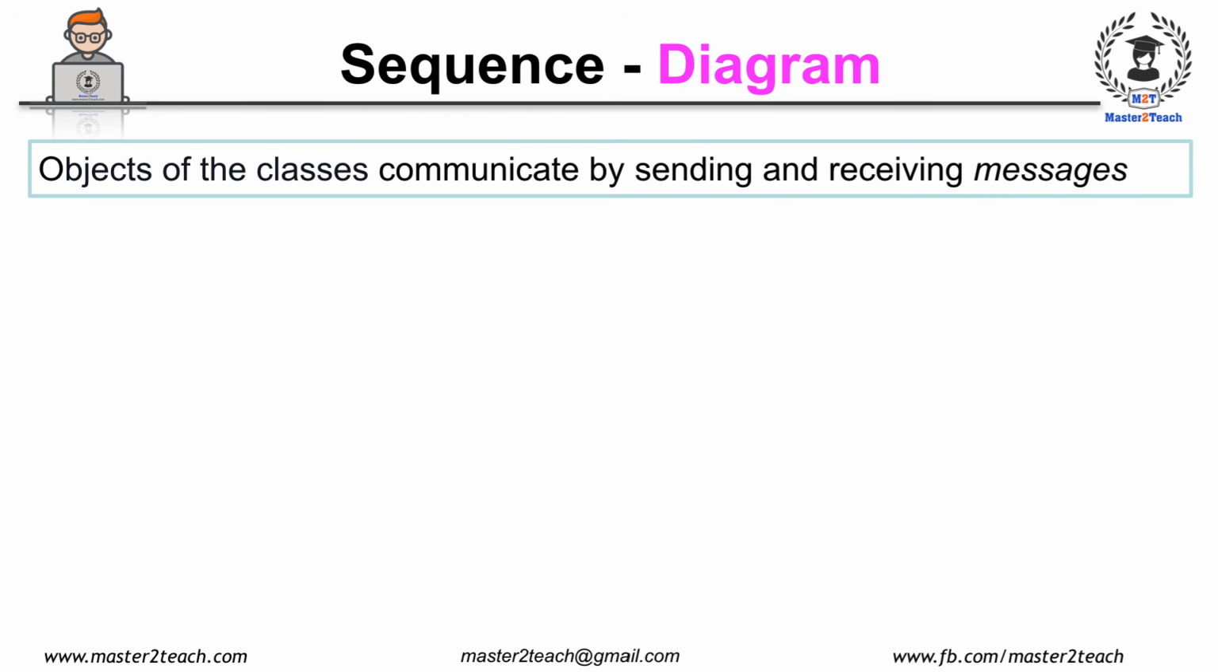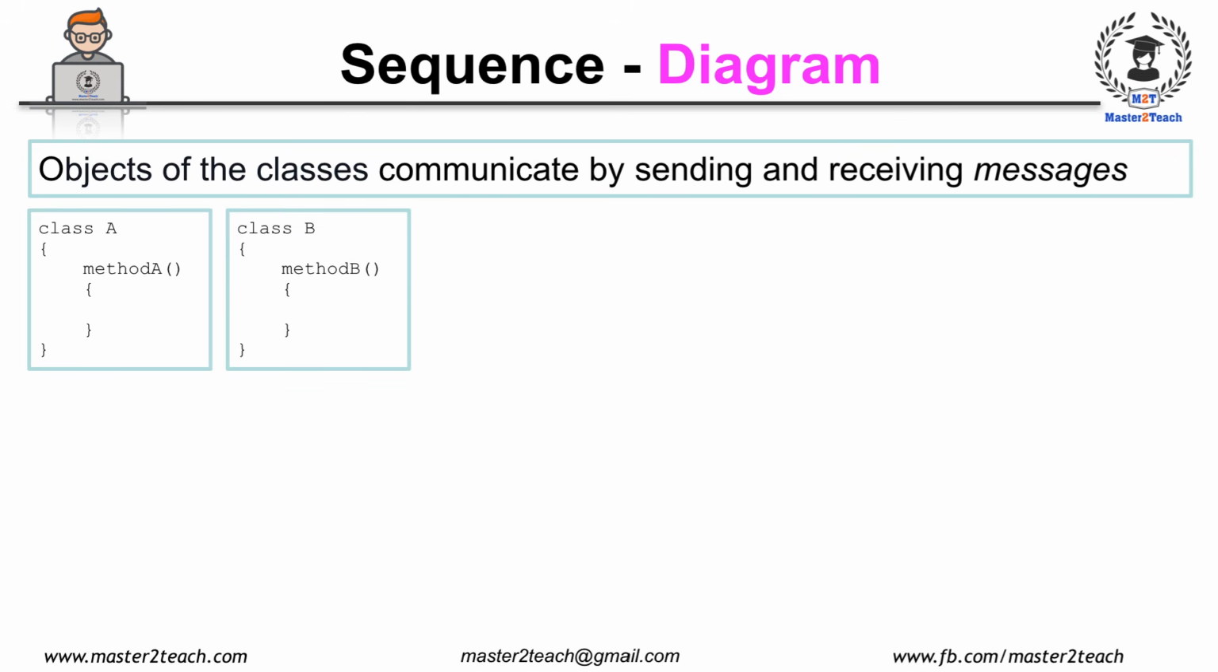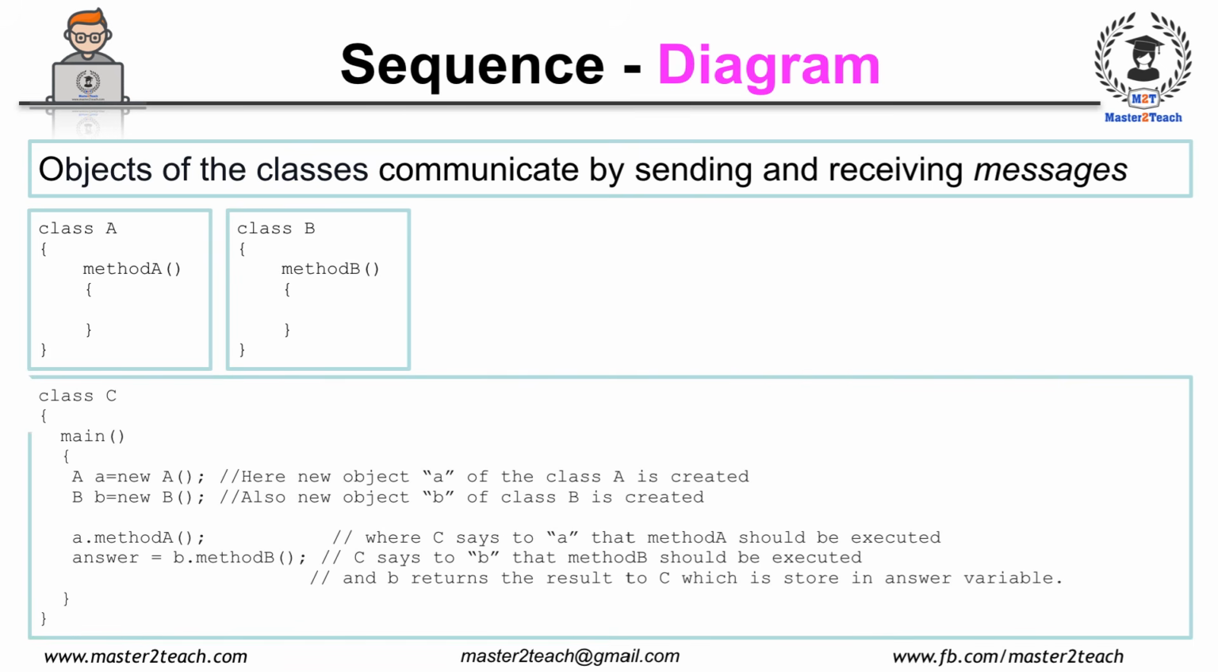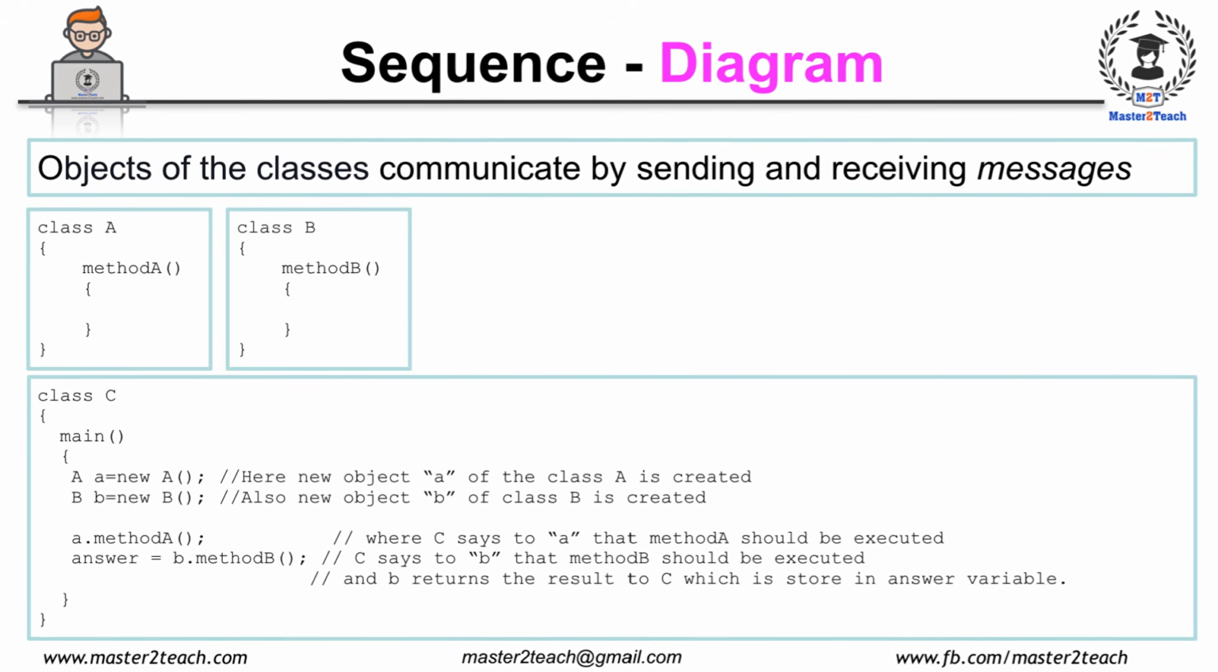Let me show you an example how objects of the classes communicate by sending and receiving messages in coding. Here is class A with method name as method A, which will perform certain tasks. Another class B with method name as method B, which will also perform certain tasks. Now another class C, which is the main class or controller class. Here, new object A of class A is created. Also, new object B of class B is created.